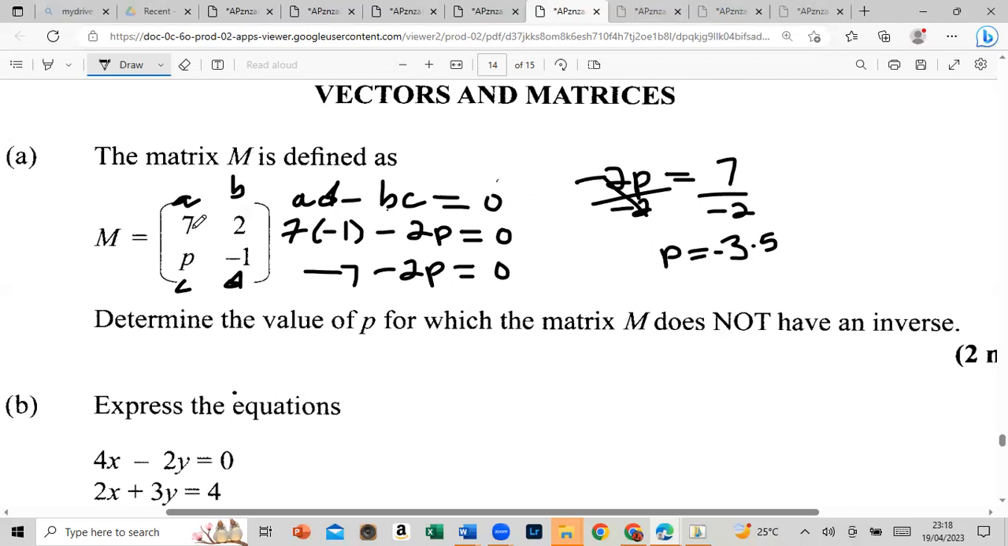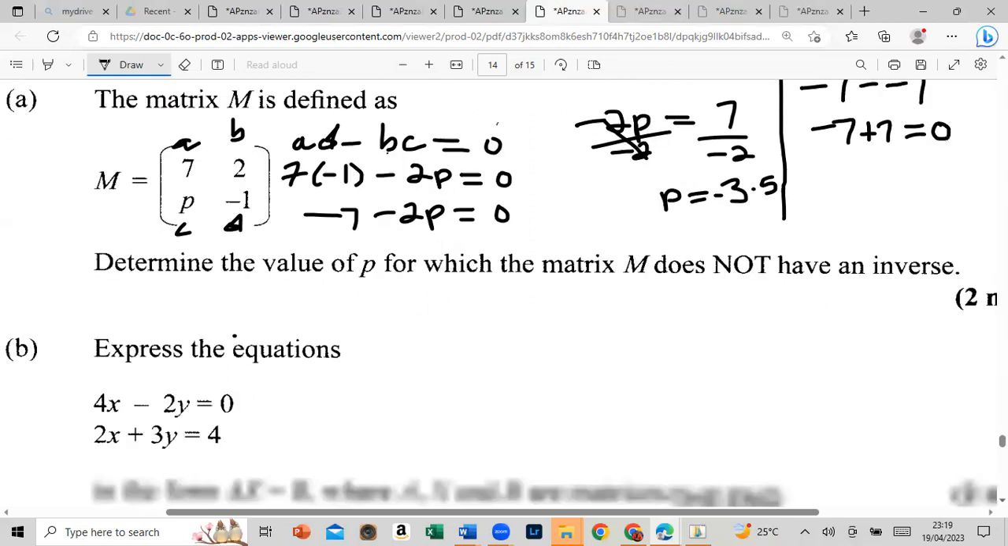Now let's check. 7 times negative 1 is negative 7. 2 times negative 3.5 is going to give us negative 7. And then we're going to have negative 7 minus negative 7, which gives us a plus in the middle, and it works out. For those who want to see it, this is what it looks like: 7 times negative 1 is negative 7, with a minus, and then 2 times negative 3.5 is going to give us another negative 7. The minus and negative make a plus right there, so it just turns to 0.